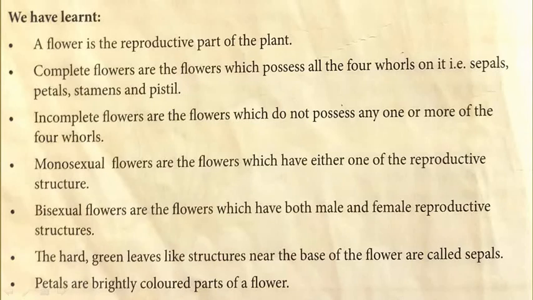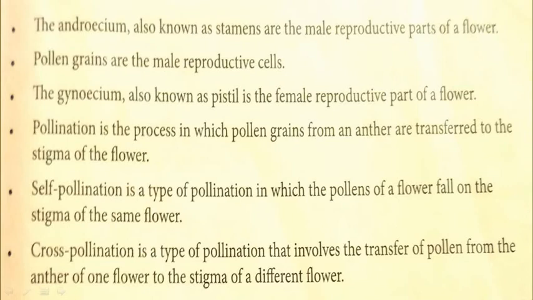Next, you learned that bisexual flowers are the flowers which have both male and female reproductive structures. They have both stamens and pistil in them. And the hard green leaf-like structures near the base of the flower are called sepals. Petals are the brightly colored part of the flower. Androecium, which is made up of stamens, is the male reproductive part of flowers, and the stamen has anther and filament. Anther has pollen grains, which are male reproductive cells.